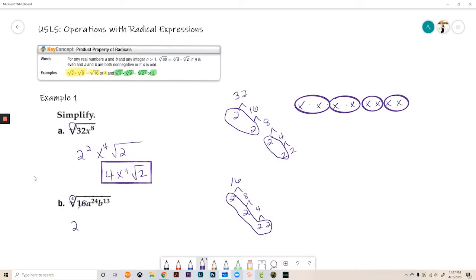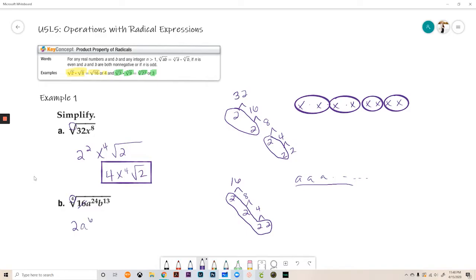Now, for the a's, we have 24 of them. I could write out a, a, and so on, but I'm not going to do that. I'm going to instead think in my head, how many groups of 4 can I make out of 24 of these a's? I can make 6 groups, so a to the 6th can come out.